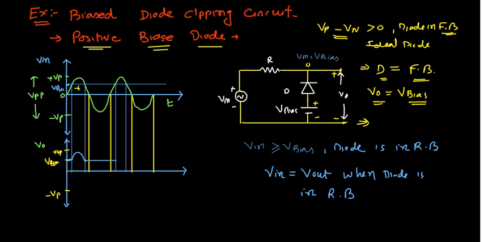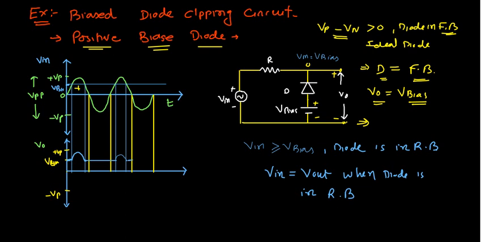Over here it will follow the same situation. Once again, this V input is trying to get above V bias. At that time, once again, this diode is going to get reverse bias, and at that point we can draw V input equal to V output. So that is what we are going to get over here. Once again, at this point it will be straight.